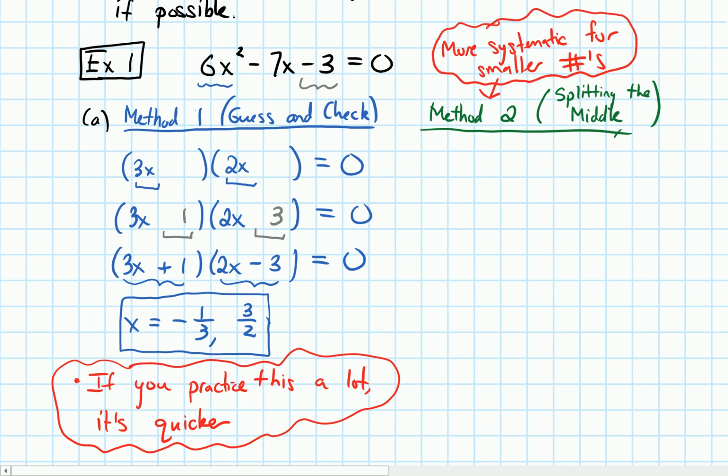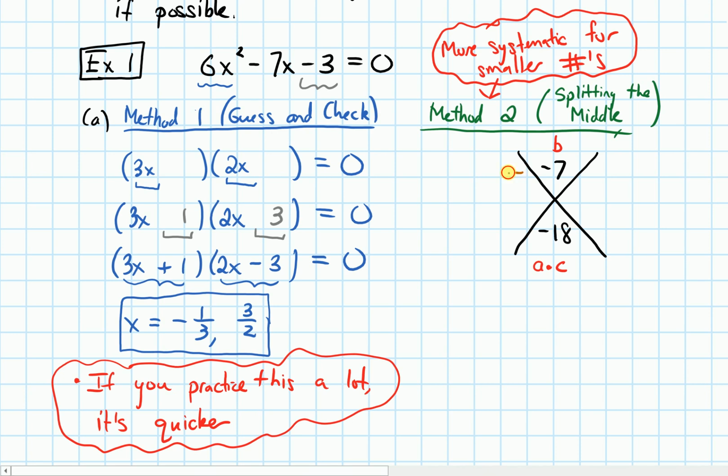So let's look at how splitting the middle works. Okay, so what I begin by doing is I draw an x. And then at the top of the x, I'm going to write b, the middle coefficient, which is -7. And at the bottom of the x, I'm going to write what a and c multiply to. So 6 times -3, that's -18.